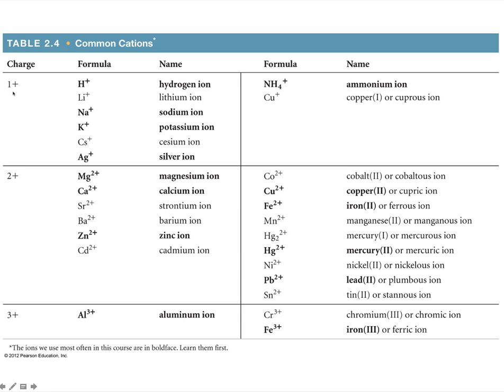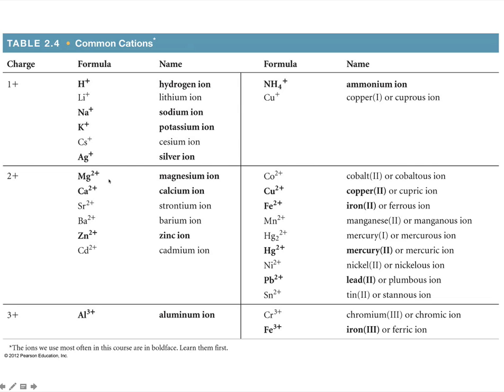So the common +1 cations are the hydrogen ion, lithium ion, sodium ion, potassium ion, cesium ion, silver ion, ammonium ion, and then copper-1 or cuprous ion. And the reason we have to say copper-1 is that unlike the other +1 cations that we've talked about, copper can exist in two oxidation states. So you'll notice we have copper-1 or cuprous ion, and we have copper-2 or cupric ion. And so to differentiate the two possible charge states, we have to put the Roman numeral or the common name.